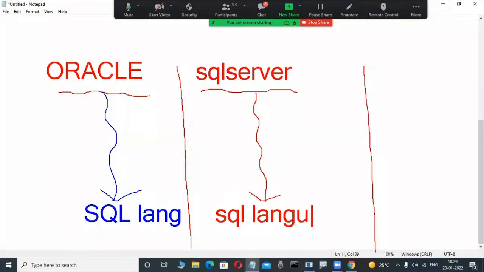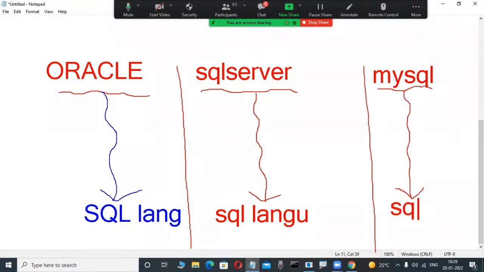Again, MySQL is used by many people in my company. MySQL is a relational database product, and it is open source. Employees working on MySQL operate the database using SQL as the language. So SQL is a universal language.